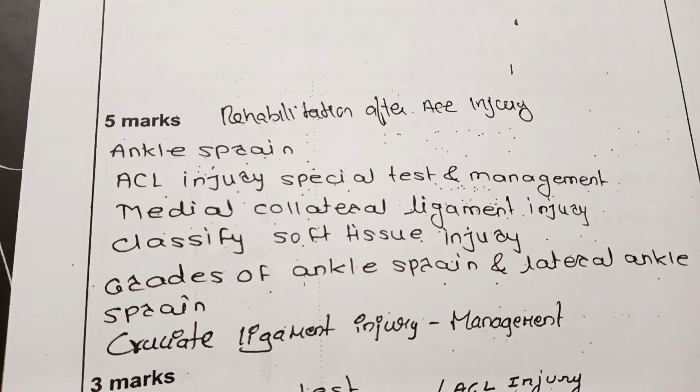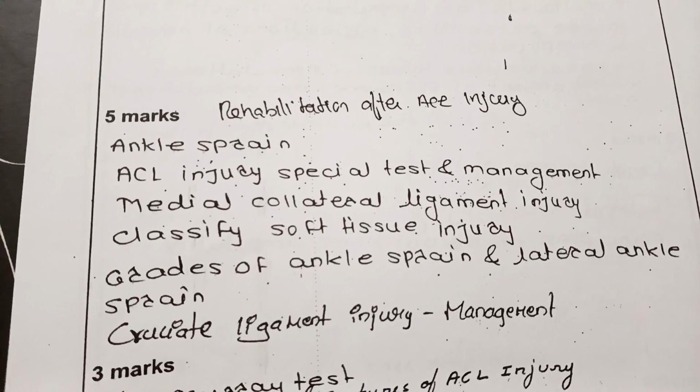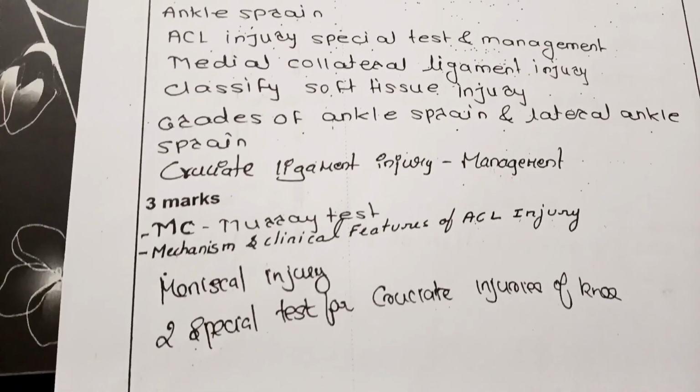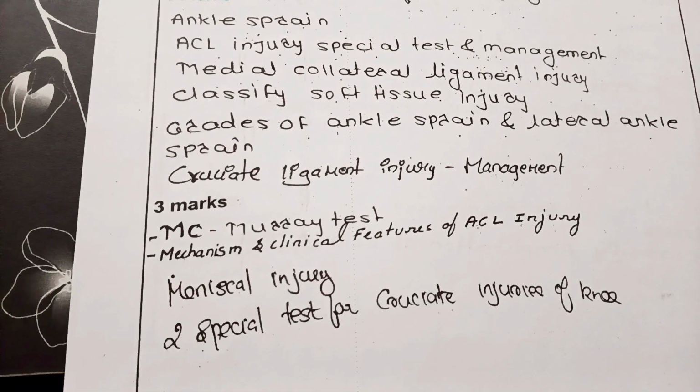classify soft tissue injury, grades of ankle sprain and lateral ankle sprain, cruciate ligament injury and its management, rehabilitation after ACL injury. Coming to the important 3 mark questions. First one, McMurray test. Second one, mechanism and clinical features of ACL injury. Third one, meniscal injury. Fourth one, two special tests for cruciate injury of knee. And yes, this is the end of this chapter.